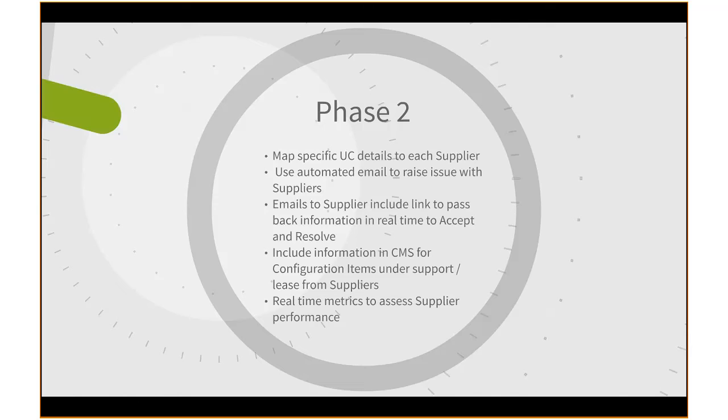At this phase 2, we can also look to introduce data into our configuration management system, so that any configuration items that are under the support or lease from suppliers, we can put details of those in our configuration management system, attach them to the given record, so that we can then start gaining some data and information around assets that are actually owned by third parties. And with this in place, we can then get real-time metrics to help assess supplier performance.